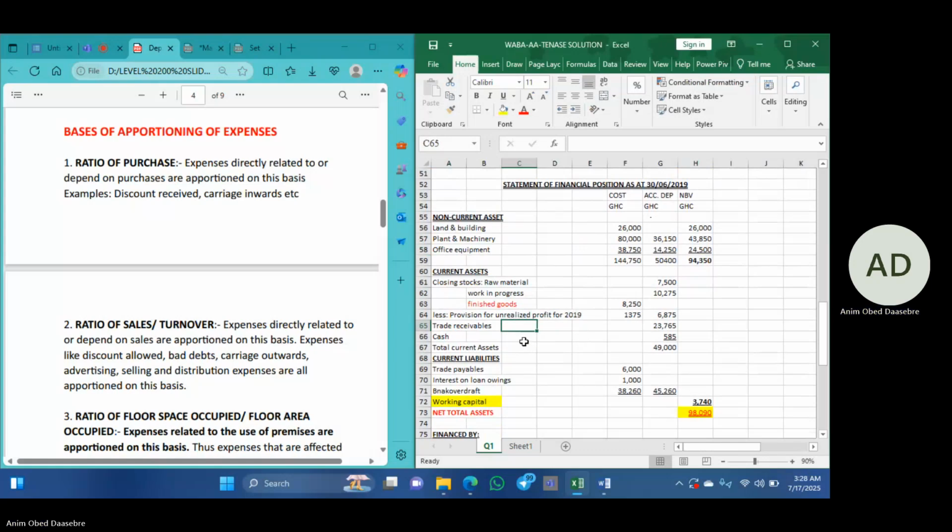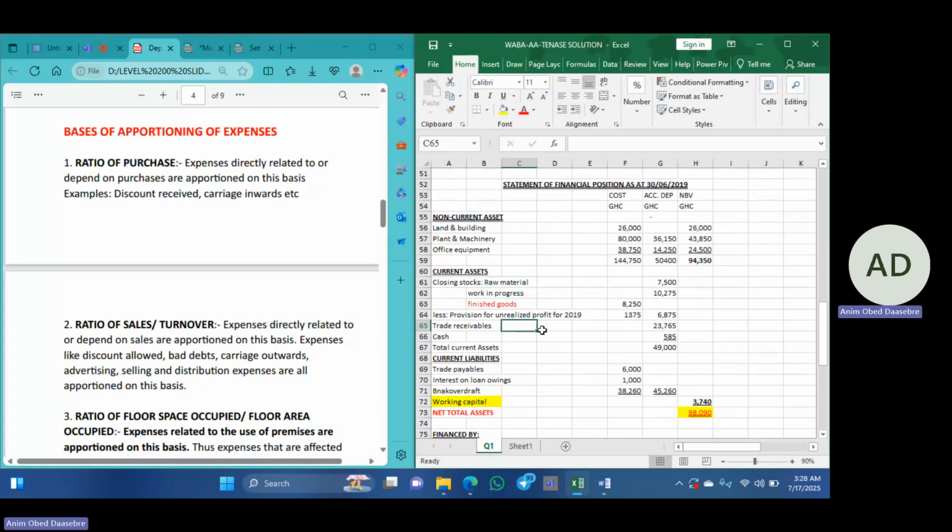Okay, then you consider trade receivables, your debtors. For your debtors, one of the items you also have to consider is bad debts.